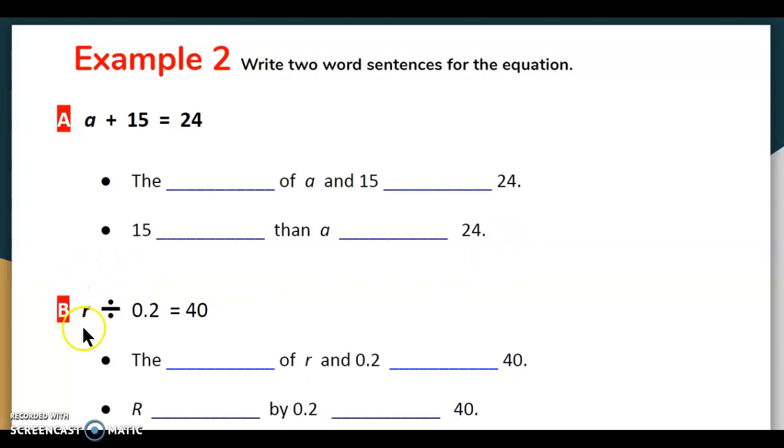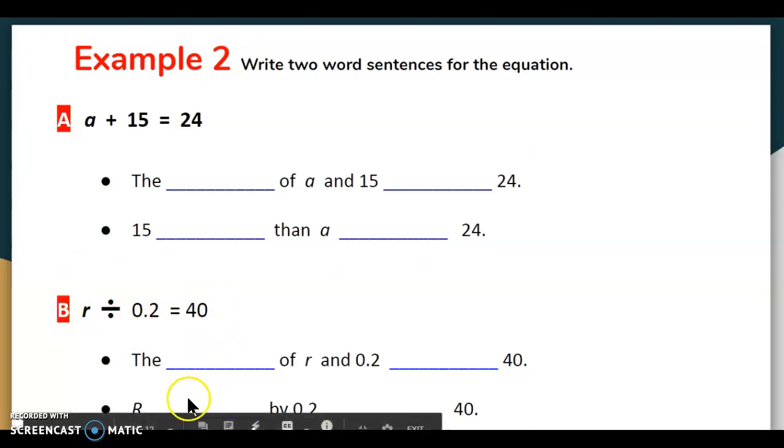And then B is R divided by 0 and 2/10 is equal to 40. So the blank of R and 0 and 2/10 blank 40. Think about what is happening. It's a division problem. There's a word that tells us it's division. Then down here, R blank by 0 and 2/10 blank 40.